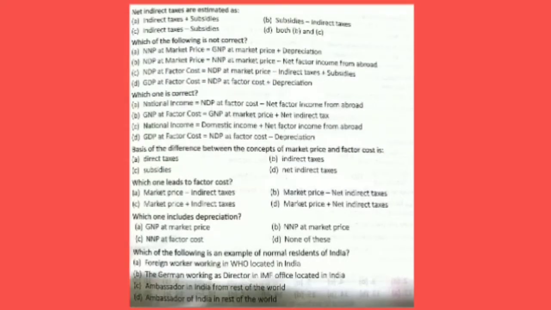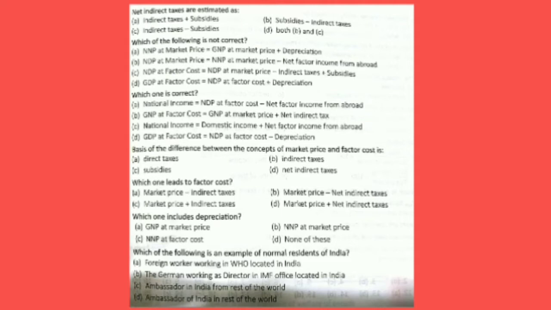So now we can analyze some multiple choice questions related to this topic. The first question: net indirect taxes are estimated as option A indirect taxes plus subsidy, option B subsidies minus indirect taxes, option C indirect taxes minus subsidies, option D both B and C. Which is the correct answer? Option C, indirect tax minus subsidy.